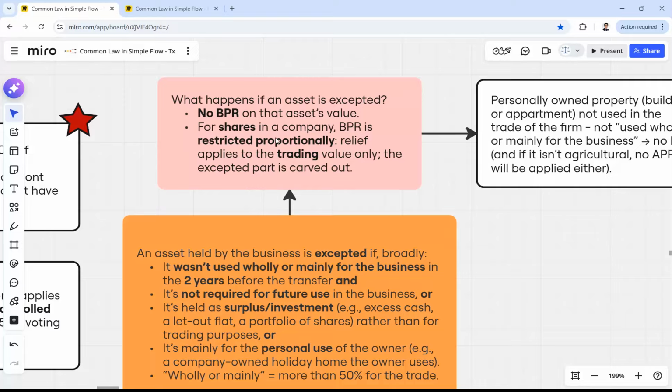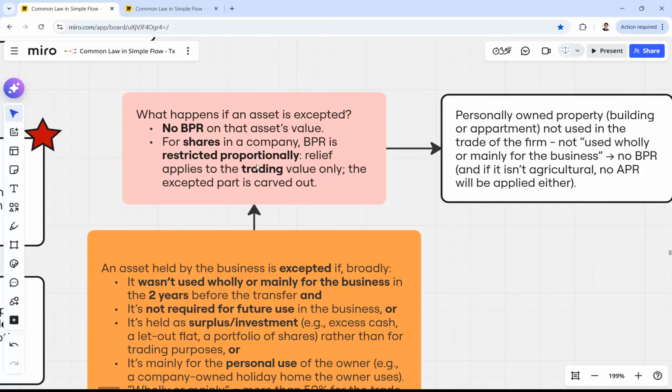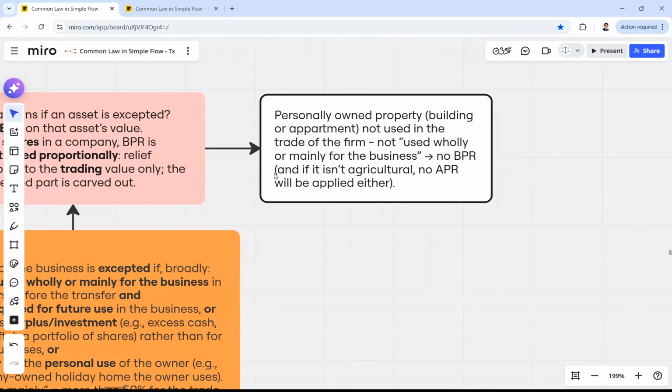For shares in a company, business property relief is restricted proportionally. Relief applies to the trading value only. The excepted part is carved out. So if part is used for the trade and the other part is not used, is so to say excepted, then we do not apply the BPR on the excepted part, and we apply BPR only on the trading part.